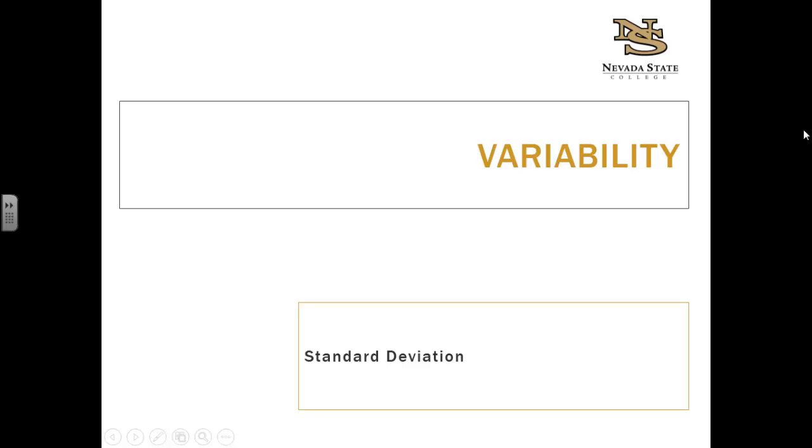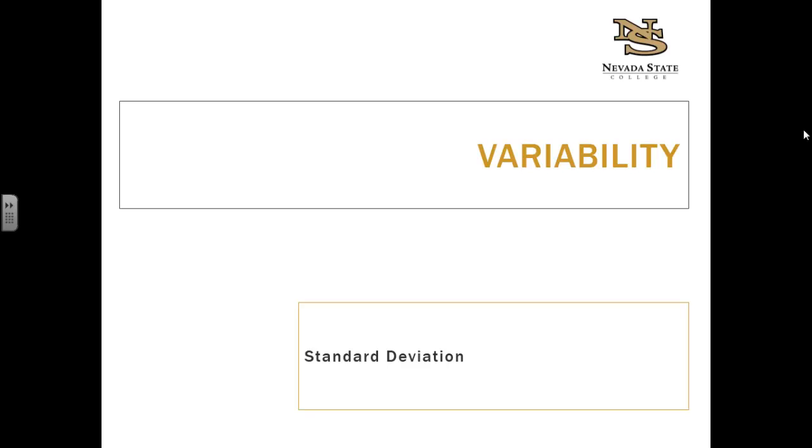So now let's switch gears and look at variability. Remember, variability is just a fancy word for the spread or the differences of scores in your data set. So how consistent are scores? Now there's several measures of variability. I'm only going to focus on the standard deviation.